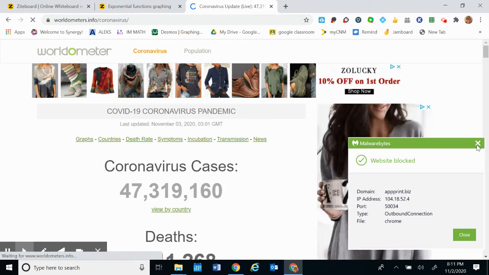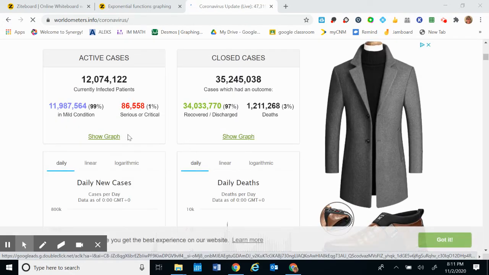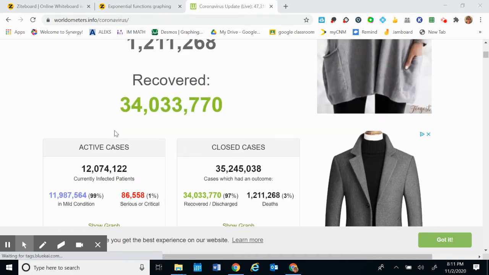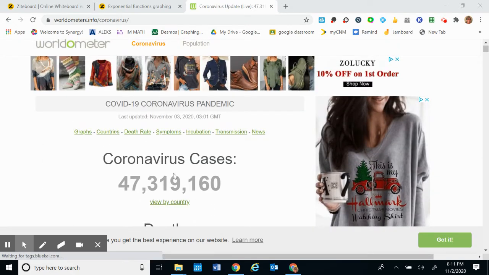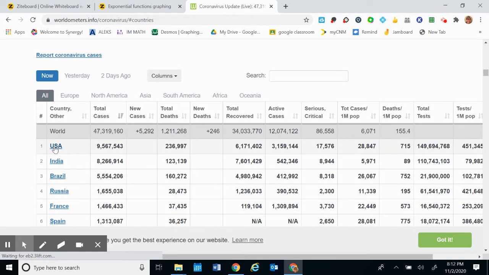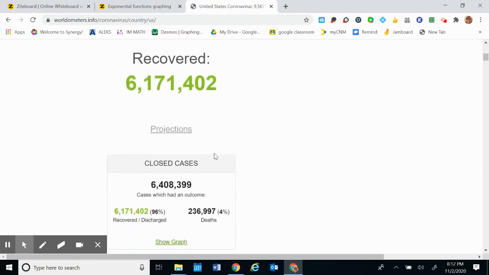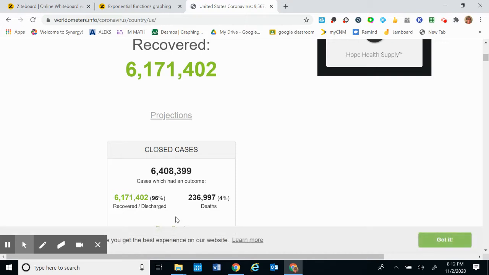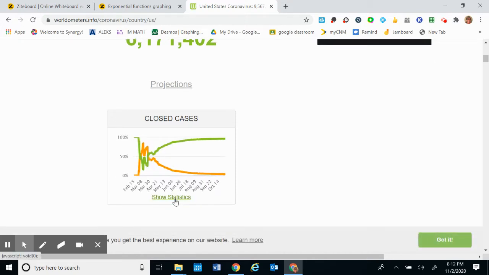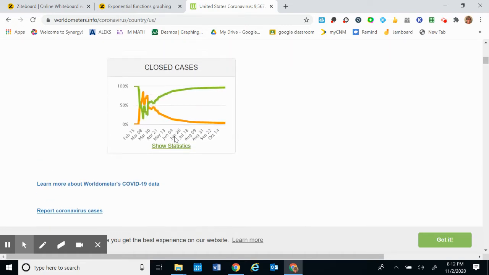So let's say, 47 million cases worldwide. And here's the interesting thing. Here's some graphs, show the graph. So this is worldwide. So 1.2 million deaths. Let's go USA. So we are almost at 10 million cases total. But you can go like this and you can see the graph right here. Not that graph. This is an interesting graph. It's kind of a weird one. Where's the graph?